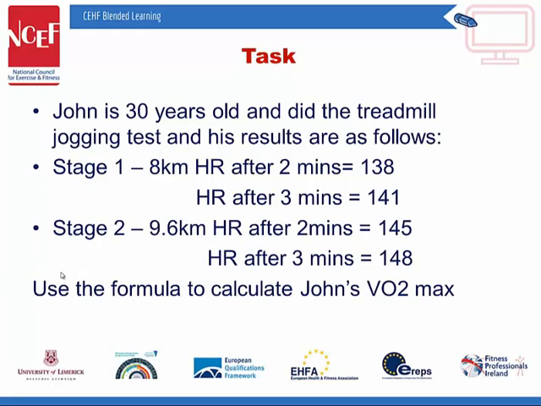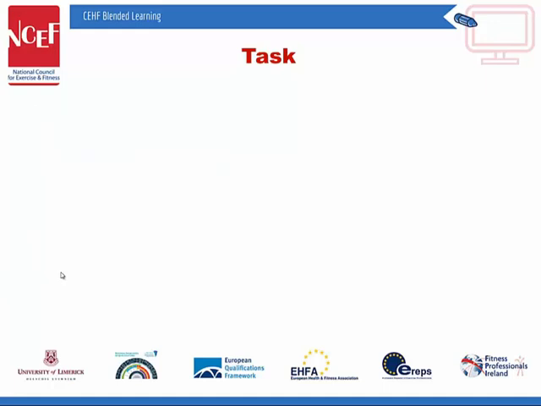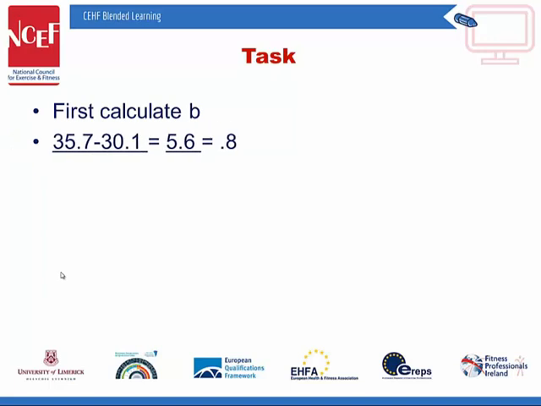Okay, so coming back, we're going to use the formula to calculate John's VO2 max. First, we'll calculate B. Right, so submaximal workload 2 minus submaximal workload 1. We read off the chart, 35.7 minus 30.1 gives us 5.6. Again, heart rate 2 minus heart rate 1, where heart rate 2 is the last heart rate he got at workload 2, and heart rate 1 was the last heart rate he got at workload 1, which gives us 7. So if we calculate that out, we get 0.8.